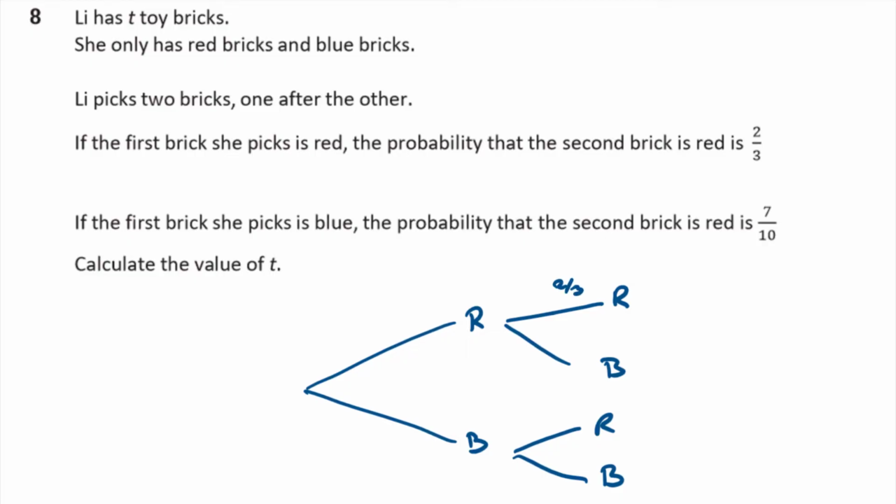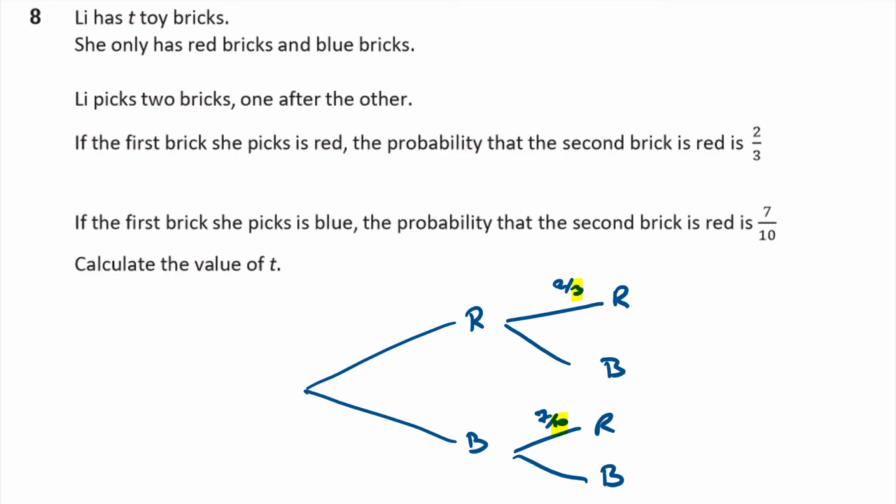Okay, and then the probability, if she picks a blue one first, that the second brick is red is 7/10. So what does that tell us? Well, if you have a look at the denominators of these two numbers, I've got a 3 here and a 10 here. These two numbers are going to have to be factors of our number of bricks to pick from at this point, which is 1 less than the total number of bricks because we've already picked one here. So the number of bricks left on the second selection is going to have to be a multiple of 3 and 10.